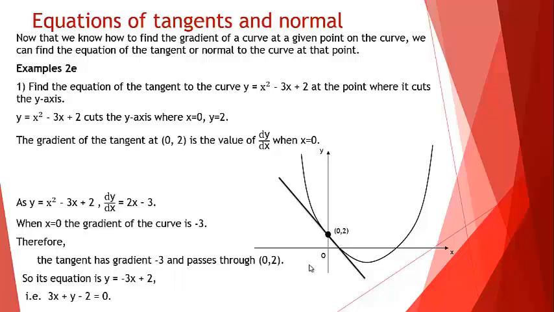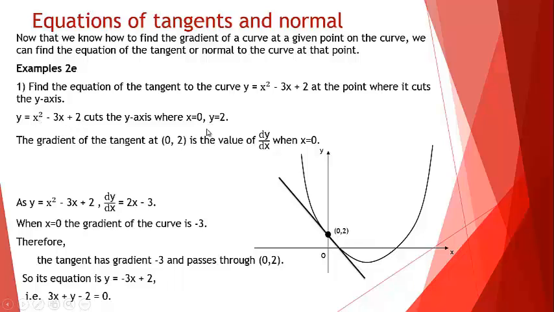So example 2e: find the equation of the tangent to the curve y equals x squared take away 3x plus 2 at the point where it cuts the y-axis. So if the curve is cutting the y-axis, the x-coordinate on the y-axis is 0. So y equals x squared take away 3x plus 2 cuts the y-axis where x equals 0. So when we substitute x equals 0 in the equation y equals x squared take away 3x plus 2, we get 2 for y.